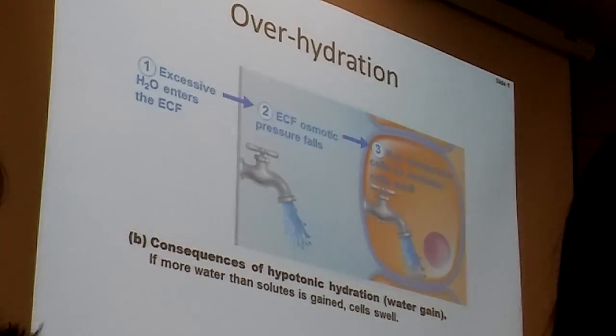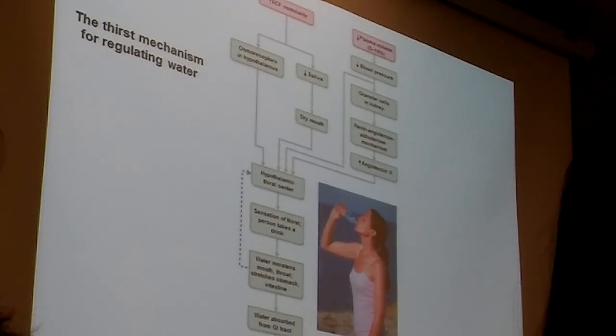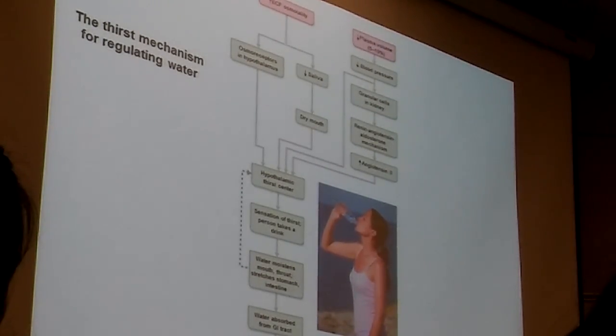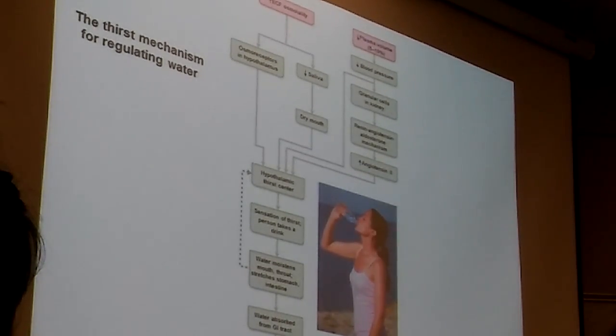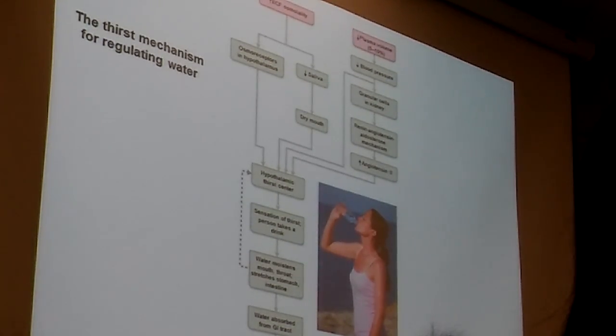So let's go back to this one right here. What are the two triggers? Your osmoreceptors are going to measure what? Those two things in pink, those are the two triggers. Those two things trigger the body saying we need to save water.